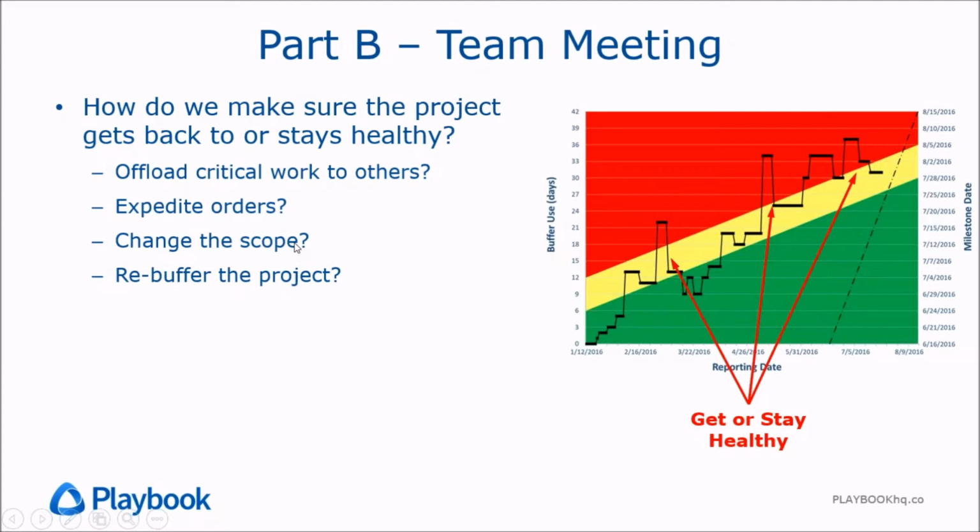Some ideas there might be, we might be looking at the plan, looking at the critical path, and we might identify an opportunity to offload some of the critical work to more than one person and parallel process some of that work and get the work done sooner. We might be able to offload the work in the form of subcontracting. We might be able to just expedite an order if it's on the critical path. The supplier quoted us 4 weeks, maybe we can pay $1,000 and get the part in 3 weeks, save a week.